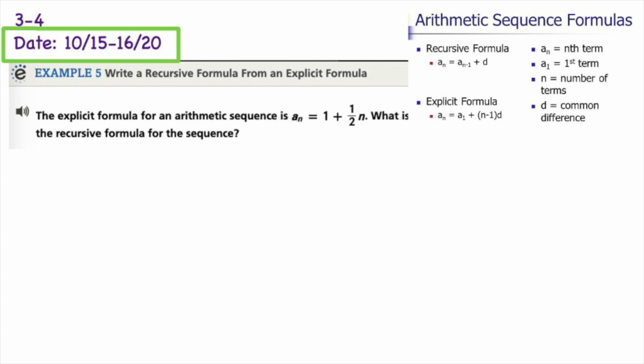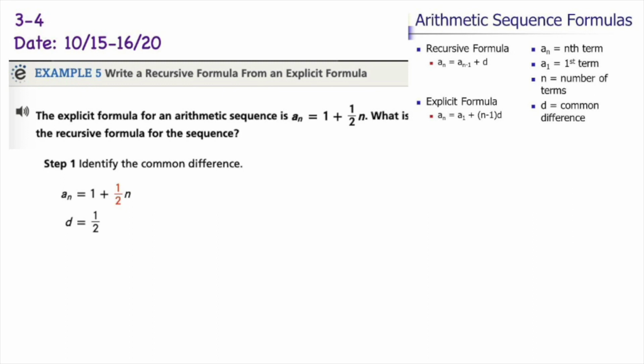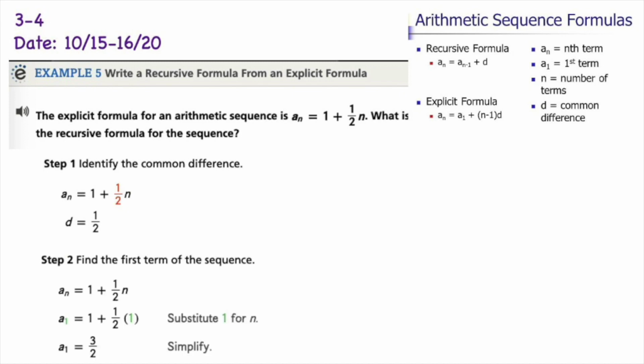So example number 5: the explicit formula for an arithmetic sequence is a sub n equals 1 plus 1/2 n. What is the recursive formula for the sequence? So we got to work backwards. So we're going to identify the common difference. We know that the common difference is multiplied with n, so that 1/2 is actually the common difference. Then find the first term in the sequence.